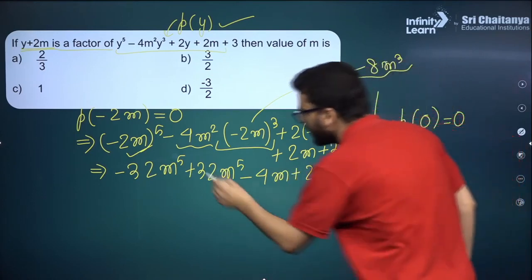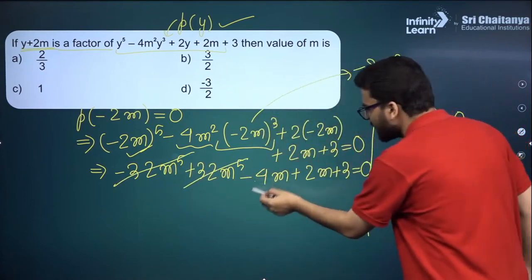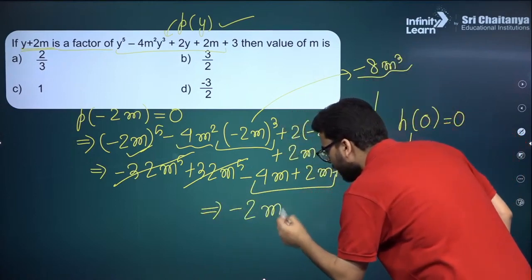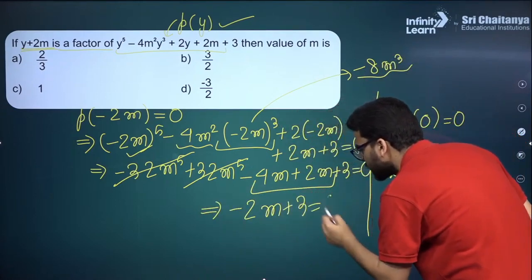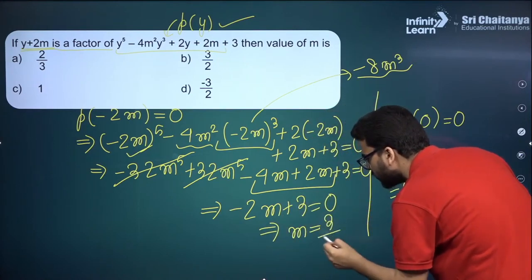So from here you see we will cancel out this. I hope that is clear. Now you see this is minus 4m plus 2m. So we will get minus 2m plus 3 is equal to 0. So from here if you simplify and solve this equation, you will get m is equal to 3 by 2.